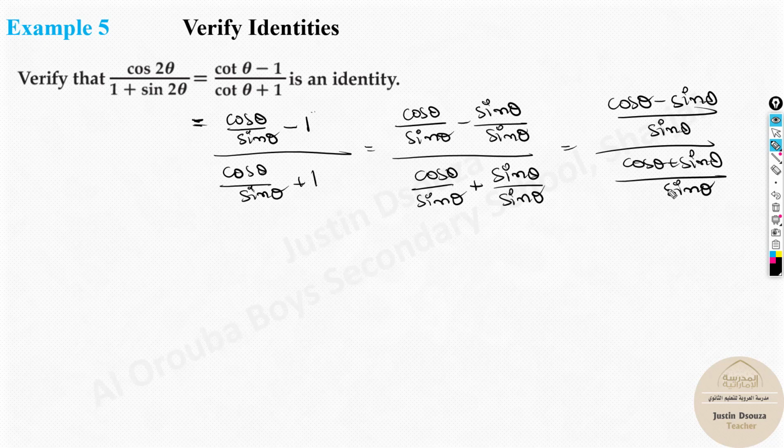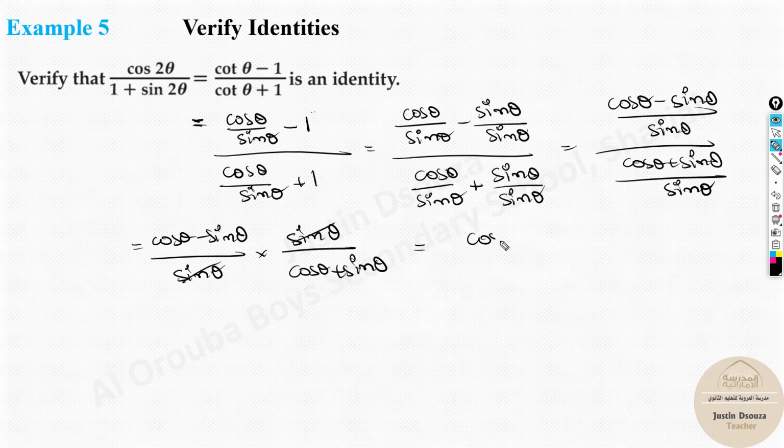Now you can see these two denominators just cancel off. Otherwise you can solve it like this: cos theta minus sine theta divided by sine theta, multiplied by, this goes up and this is written down, sine theta divided by cos theta plus sine theta. Now here sine theta cancels off and you have cos theta minus sine theta divided by cos theta plus sine theta. Okay, this is just a little bit done.